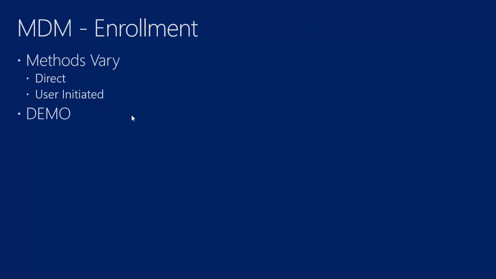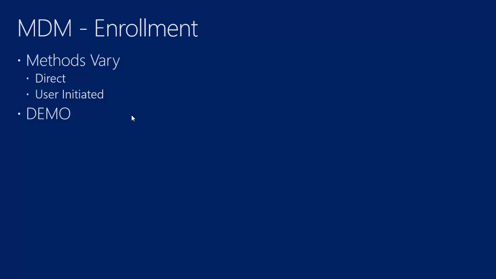The only thing I'm going to say about enrollment now, because in future sessions as we build forward we'll talk more about it, is that the methods for enrollment vary. Some are direct, some are user initiated, and they vary not only by how you implement them, but by the device as well. To give some examples of direct enrollment in the Windows world, that would be Autopilot. In the iOS world, that would be the Device Enrollment Program from Apple.